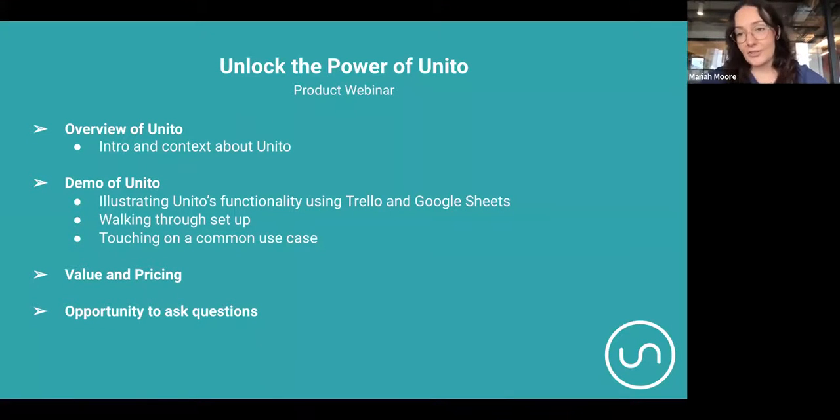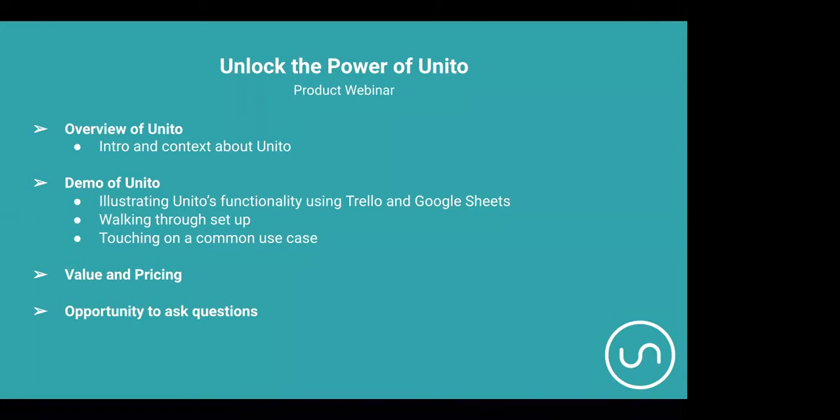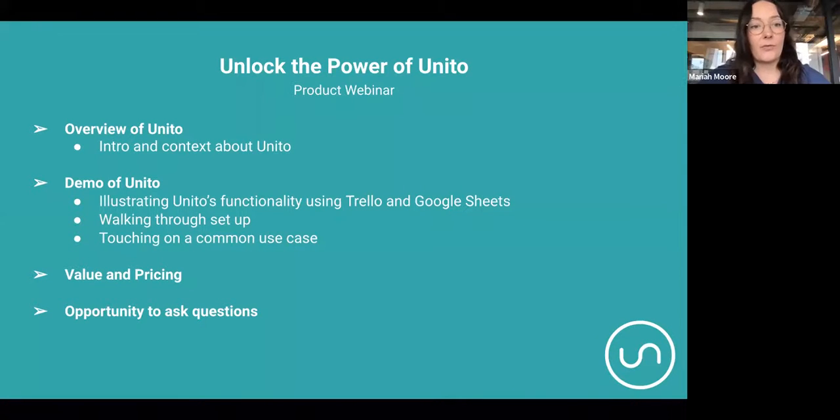Here's a little bit of an introduction to the webinar. We are going to go over just a quick high-level overview first and give some context around the tool. Then we're going to move into a demonstration of the functionality of Trello and Google Sheets. We're going to walk you through some setup and touch on the common use case with that demo. Then we're going to go into value and pricing with Unito, and then we're going to open the floor, like I was saying, to ask some questions.